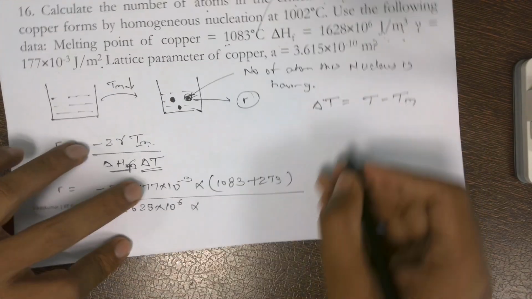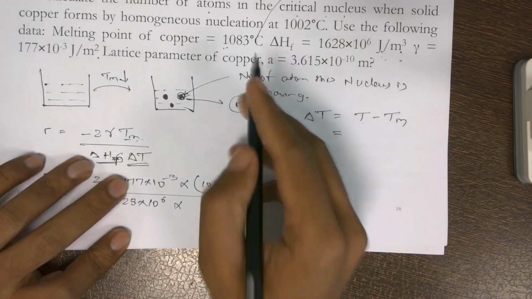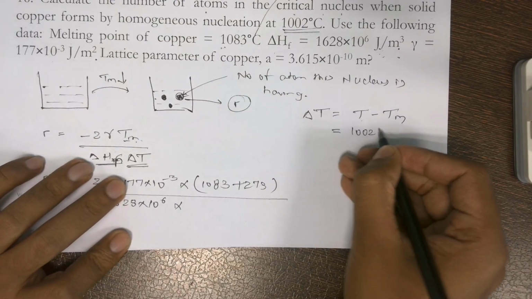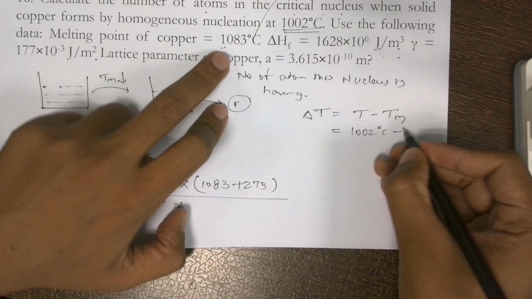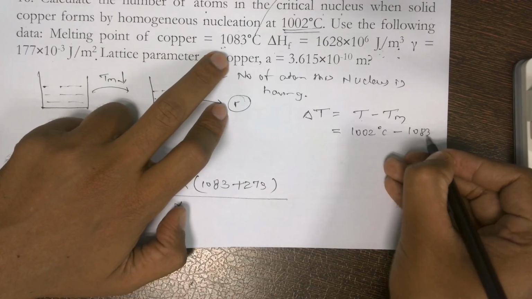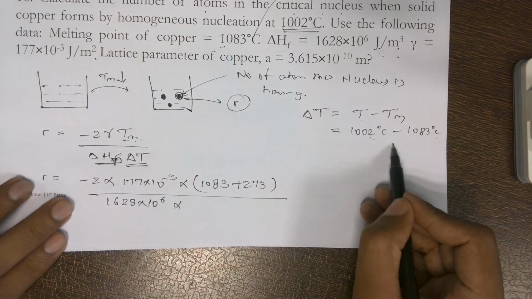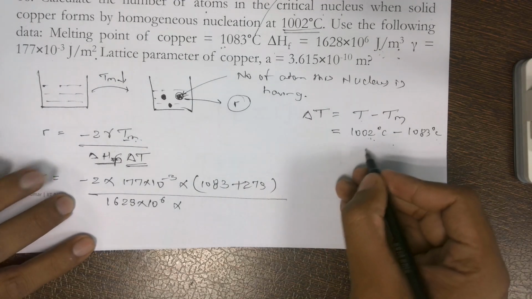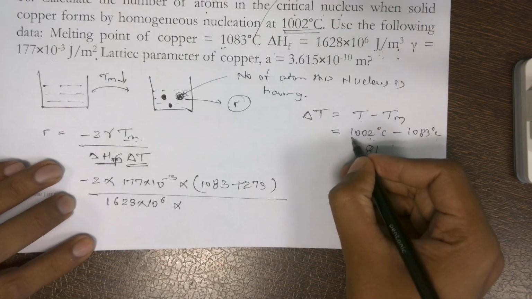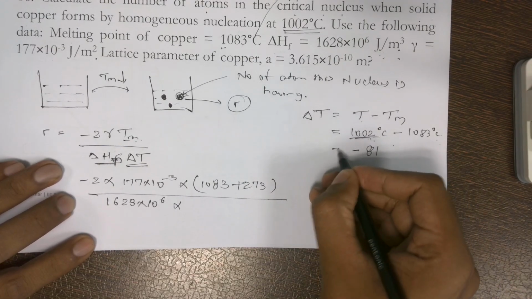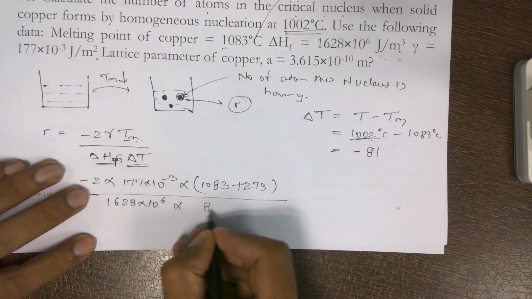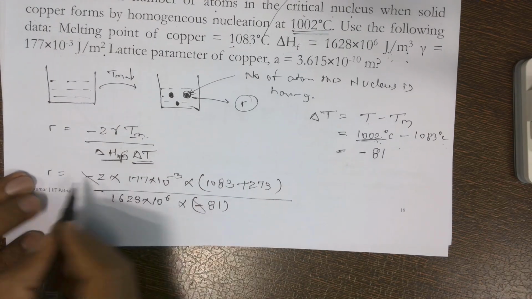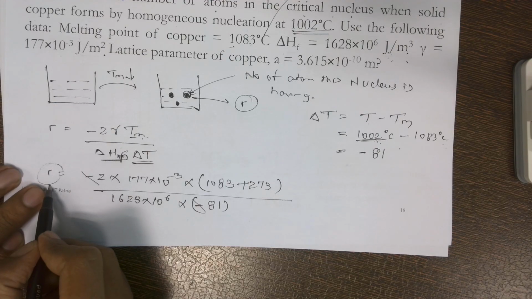Multiply by the extent of undercooling. Undercooling is T minus Tm. At what temperature? 1020 degrees Celsius minus the melting point 1083 degrees Celsius. So even if I convert to Kelvin by adding 273, the difference is not going to change. So what will I get? 83 minus 2 is 81. And since this is smaller, I will get minus 81. So the difference here is 81 with a negative sign. Now you can see this negative and negative will cancel, and the radius R will be a positive quantity.